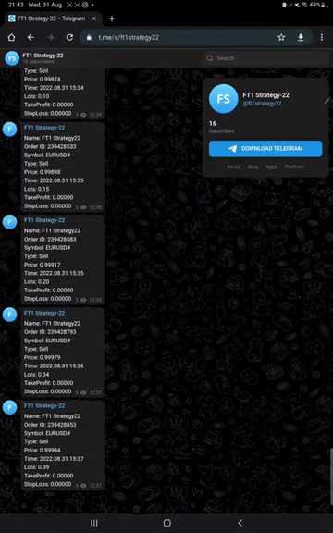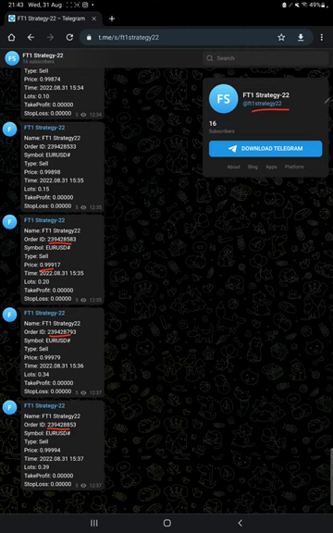Also, MT4 to Telegram is connected here, so by following the FT1 strategy 22 channel we can stay updated on each trade we have taken, and it can be verified with the order ID, and also we can see how much profit and loss we have booked.